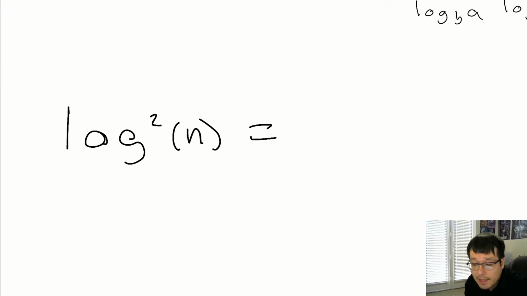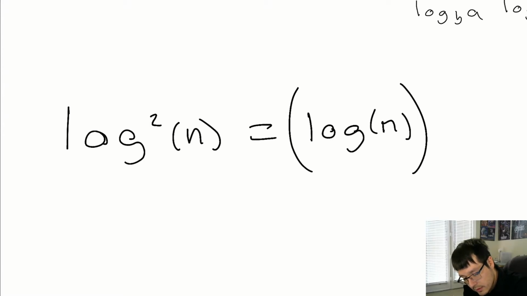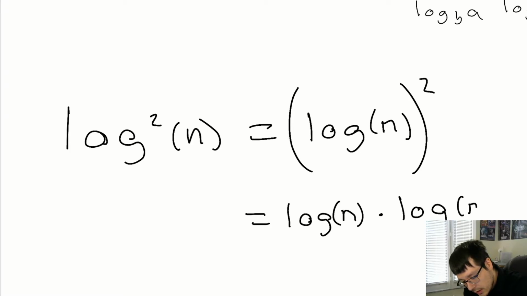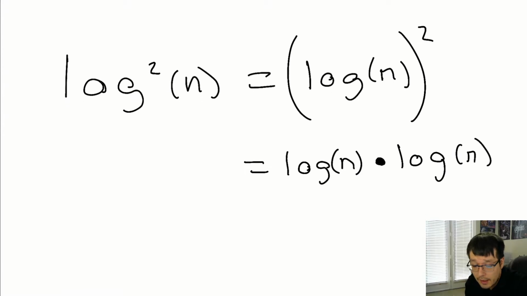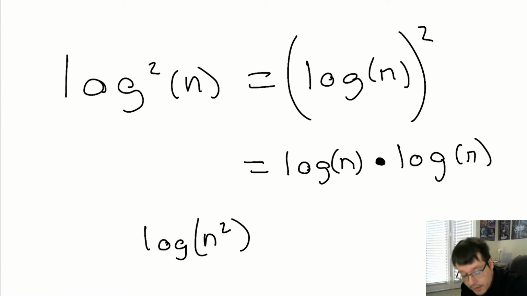When you have the power like that, all this is trying to say is this, which is also equal to (log n) times (log n). I'm putting the parentheses in this one just to not get confused. But yeah, like that, okay? This is not the same thing as log n squared when that is like that.